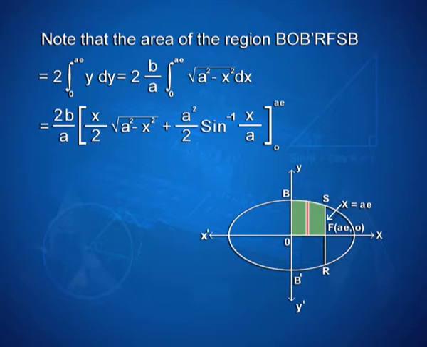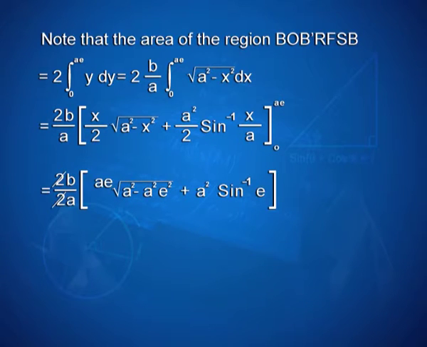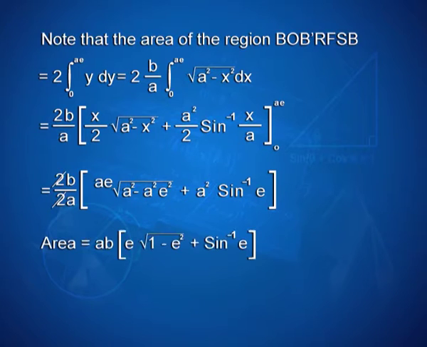On applying limits, we have 2b upon 2a into ae square root of a squared minus a squared e squared plus a squared into sine inverse e. Therefore, the required area is ab into (e square root of 1 minus e squared plus sine inverse e).